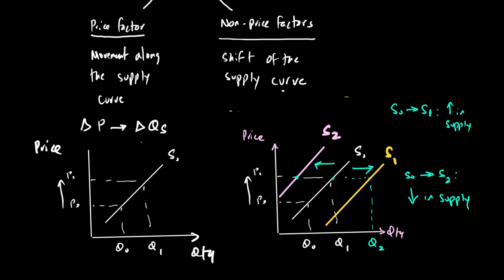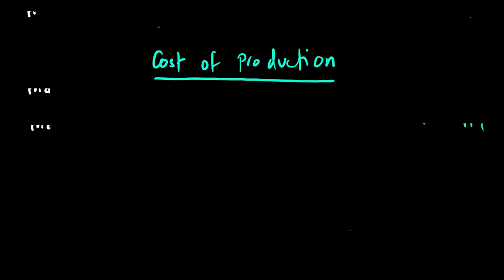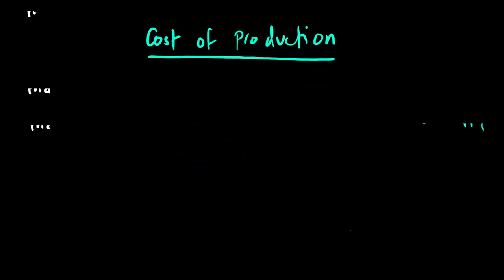The first factor which can result in the supply curve shifting is the cost of production. We know firms are aiming to maximize profits, and anytime there is a change in cost of production, it can result in the profitability of firms going down or going up. And if there is a change in profitability, of course, there will be a change in willingness to produce a good. So what are the factors that can make the cost of production change?